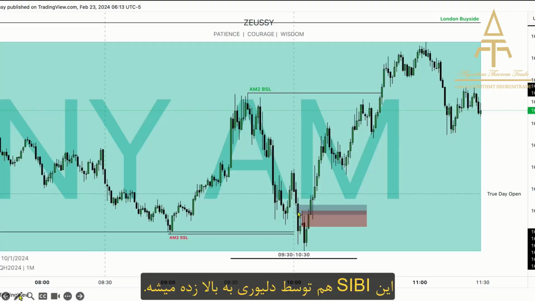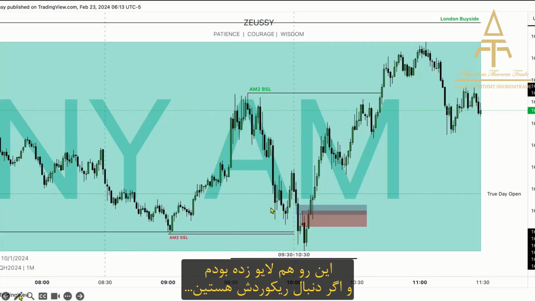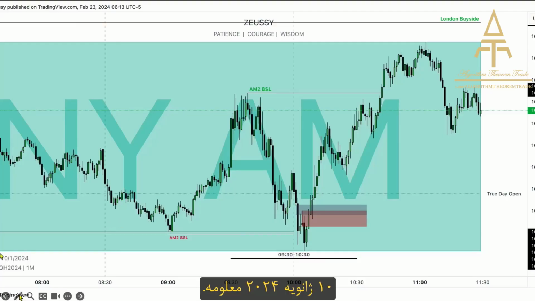This CB getting overrun was another sign of a change in state of delivery occurring. The moment that CB got overrun, it should have acted as support on price, as you can see it did. This was again a trade that I took live, and if you want to see the recording, you can do so by going to the 10th of January 2024.